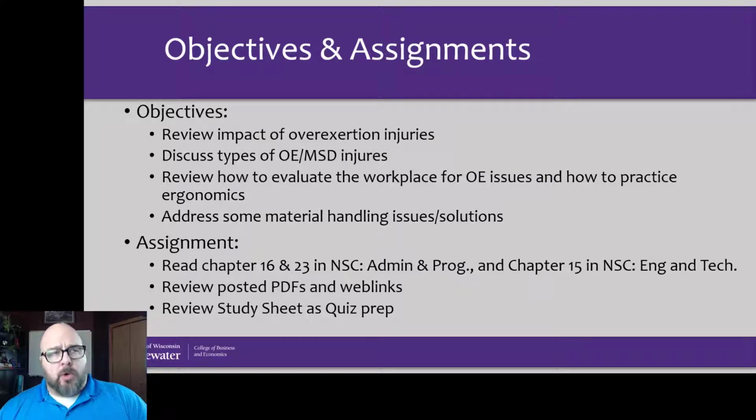Chapter 15 talks about fork trucks or forklifts. That alone is a lecture in the next level of this course. I just want you to be familiar with issues in regards to material handling. So more of a warehouse application of forklifts, more than anything. So you don't have to go overboard on that.